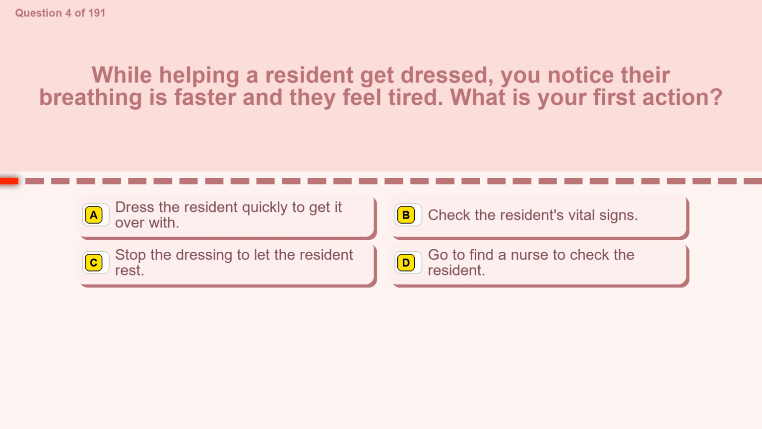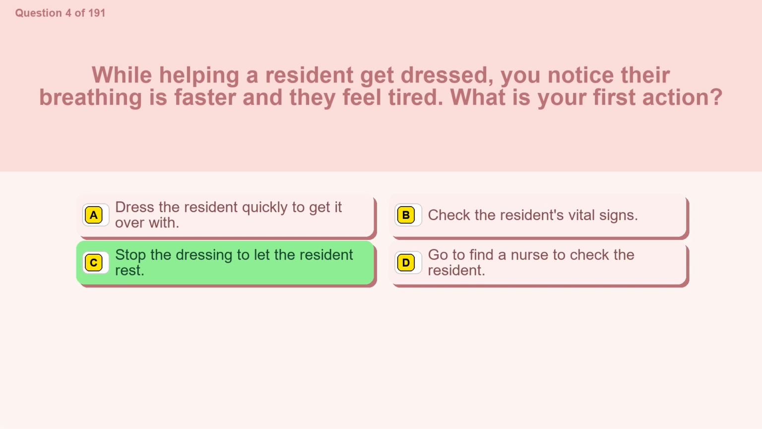Question 4. While helping a resident get dressed, you notice their breathing is faster and they feel tired. What is your first action? Option A, address the resident quickly to get it over with. Option B, check the resident's vital signs. Option C, stop the dressing to let the resident rest. Option D, go to find a nurse to check the resident.